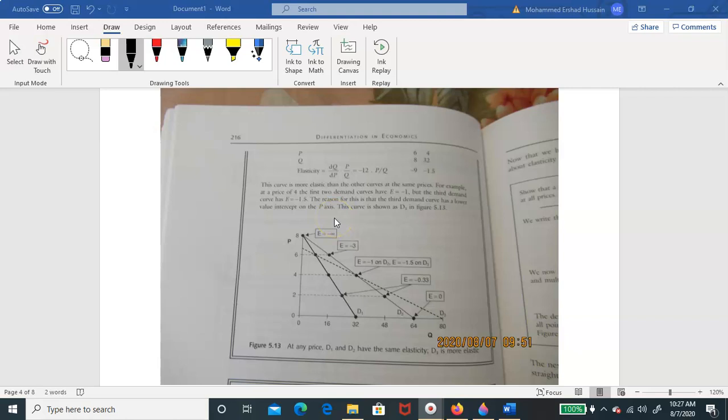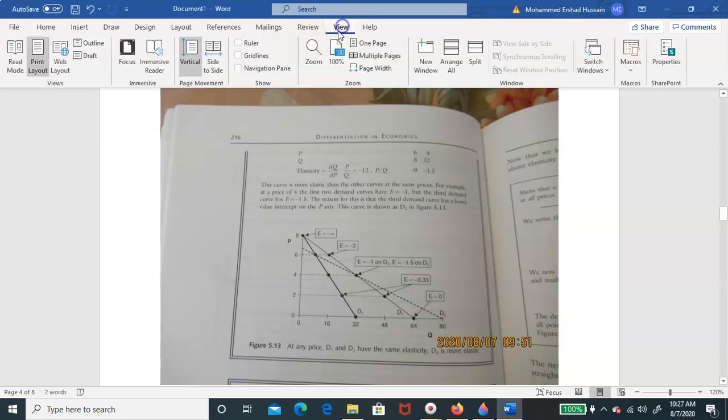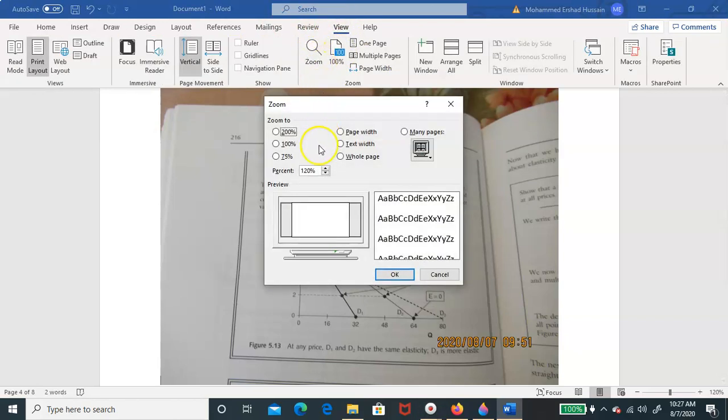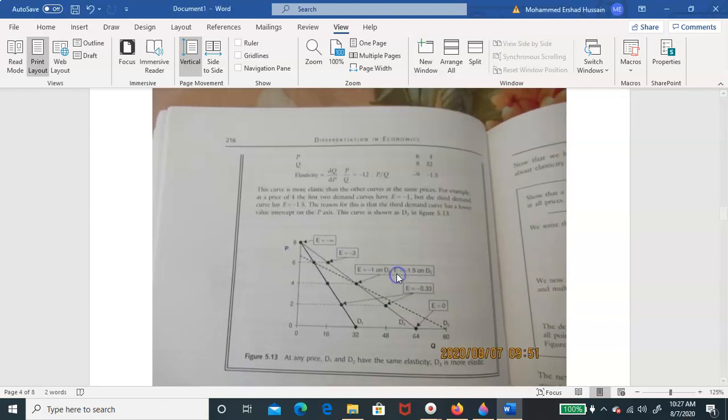So hello students, here we are showing you with the graph, right? Now let us see, what did we say? Let me see if I can make it a little bit bigger. Okay, so let us see. The curve is more elastic than other curves at the same price.